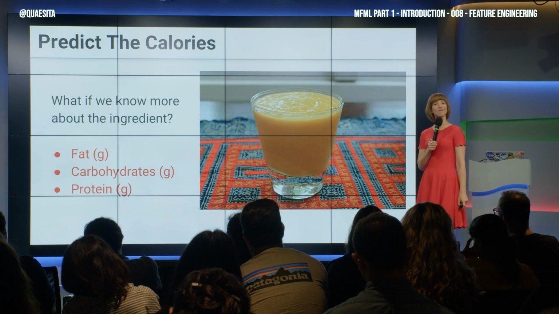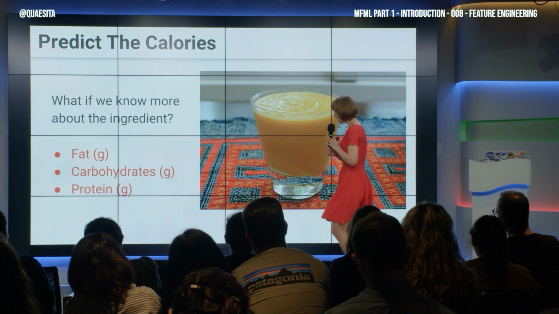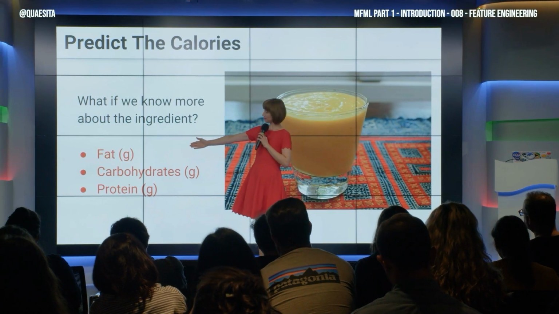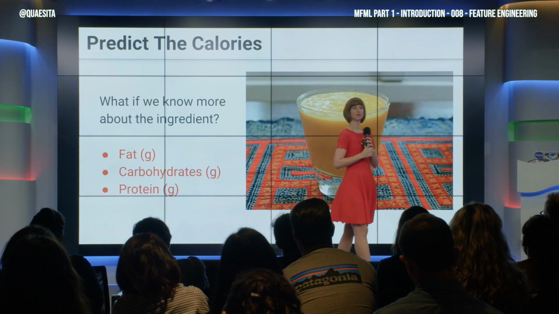Sure. How about if I'm really generous? This is non-alcoholic, and I'm going to give you the fat in grams, the carbohydrate in grams, and the protein in grams of our secret ingredient. Does anyone want to spoil the punchline for us? Who knows about nutrition? Let's have it.